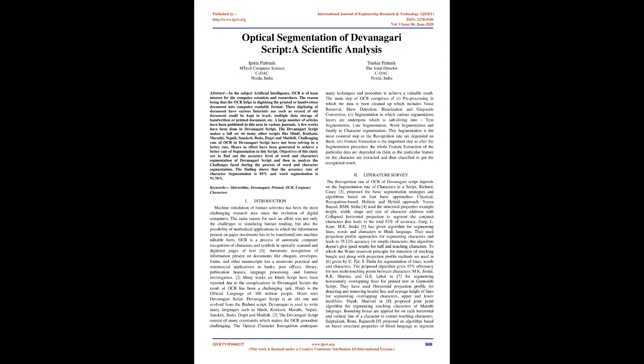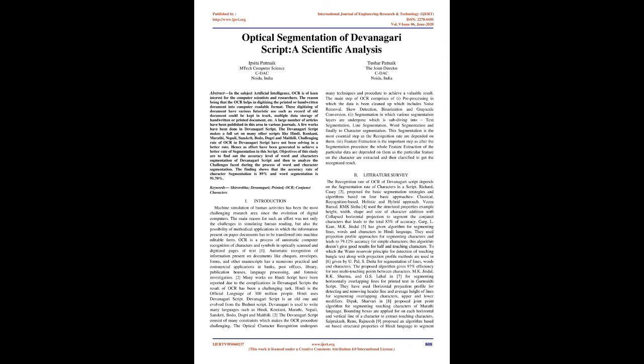The objectives of this study are to find out the accuracy level of word and character segmentation of Devanagari script, and then to analyze the challenges faced during the process of word and character segmentation. The finding shows that the accuracy rate of character segmentation is 89% and word segmentation is 91.70%. Keywords: Shirorekha, Devanagari, printed, OCR, conjunct characters.